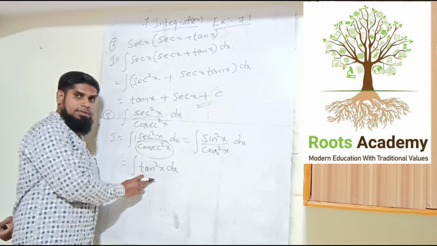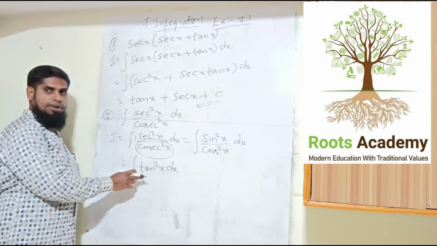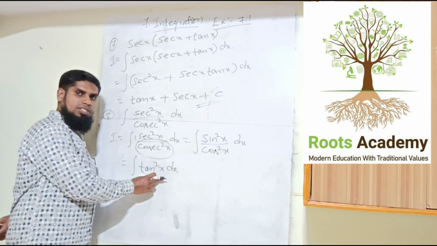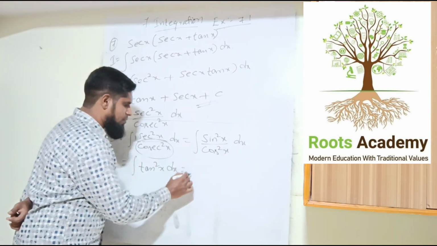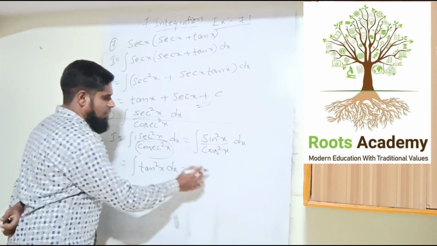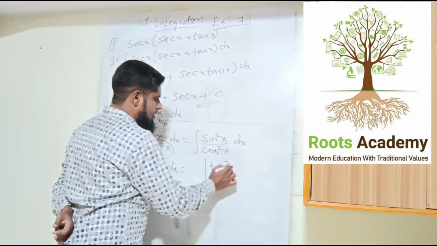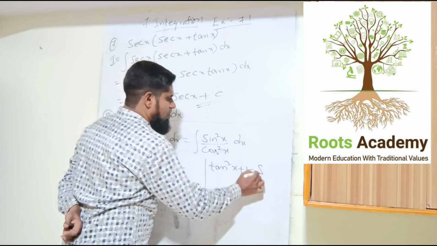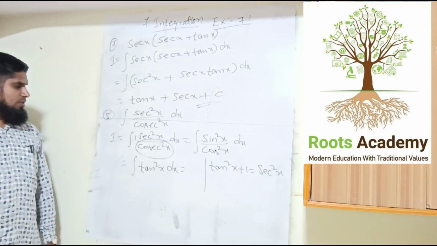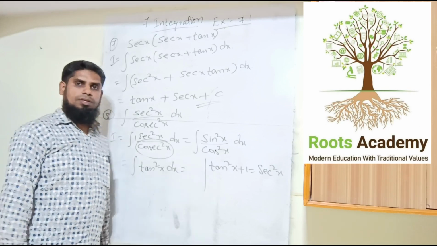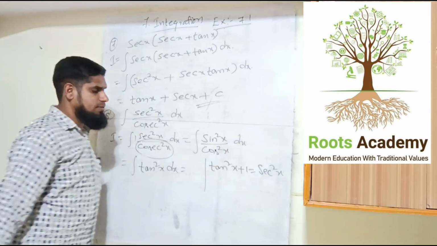But this creates a problem. We don't have any formula for the integral of tan square x. But we can convert this using an identity, as I showed in the formulas. I will write the rough work here. The identity I am applying is tan square x plus 1 is equal to secant square x. This is the identity we will apply for the integration of tan square. So first we will convert it to the proper form, then we will take the integral.